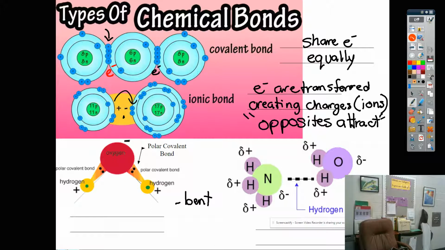Do you see any positives or negatives on this one? What about on here? Yeah, we have positives and we have negatives, right? So it has charged ends. But what do you call the ends, the top and the bottom of a globe? The poles, right? The North Pole and the South Pole. So if we have a positive and a negative, could we call them poles? So we call this a polar covalent bond because it has a negative end and a positive end.